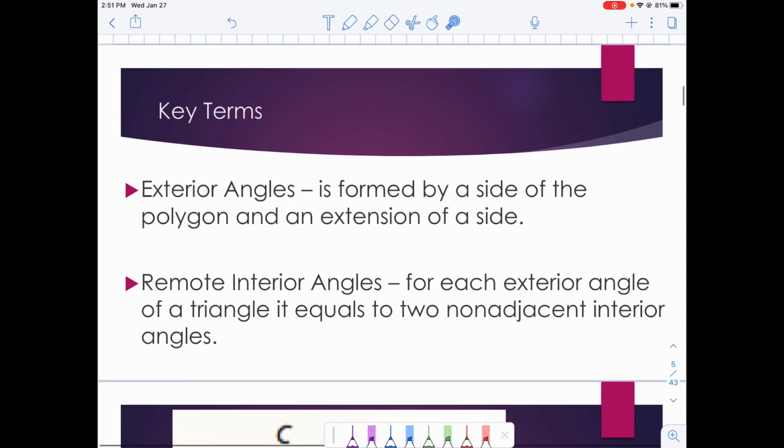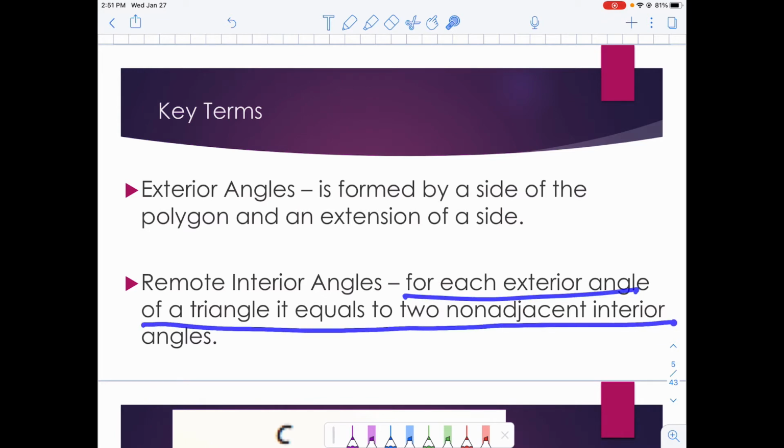The next definition is remote interior angles, which is basically what we just talked about with angle B plus angle C is equal to angle D. Talking about the two non-adjacent interior angles, the sum of them is going to equal the exterior angle. And that's remote interior angles. That's what the definition is, okay? I'll read it for you one time. For each exterior angle of a triangle, it equals the sum of two non-adjacent interior angles.